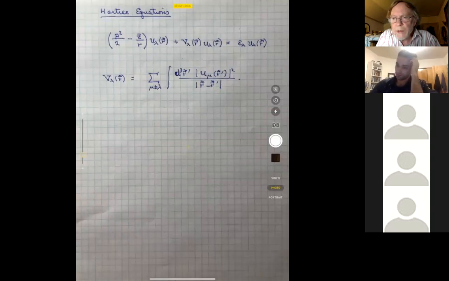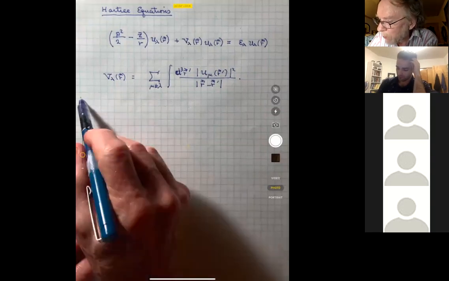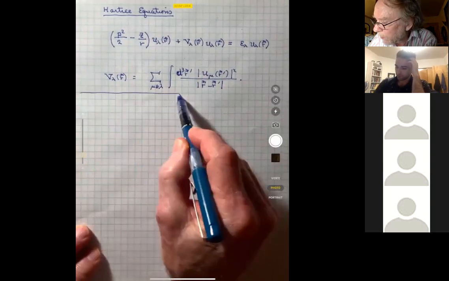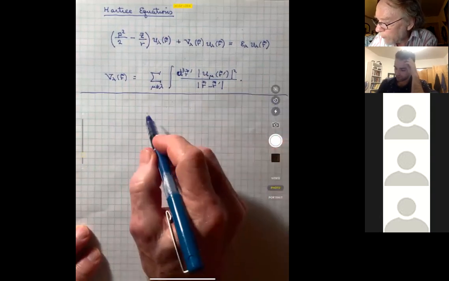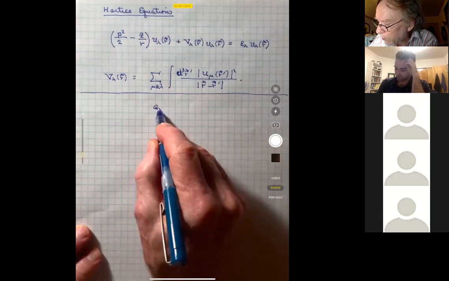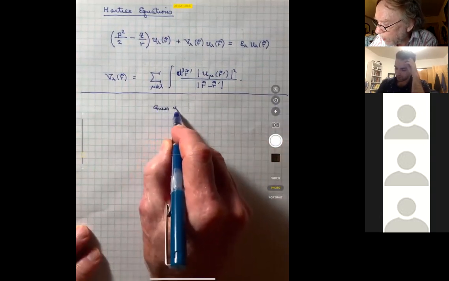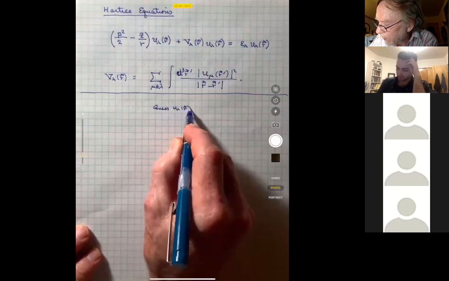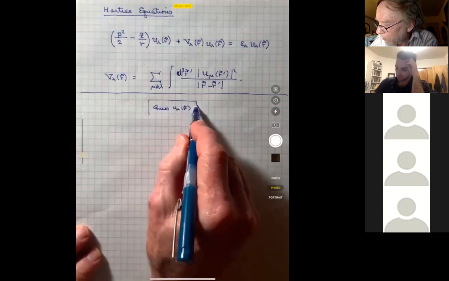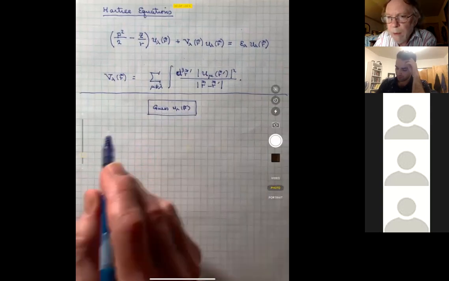I think the first question is, how the heck does anybody solve these system of coupled nonlinear equations? And the answer is use a method of iteration, which I'll now describe. It goes like this. I'll draw it as a flow chart. The first thing we do is we guess the orbitals u lambda of r. Now, how do you guess orbitals? Here's one possible procedure for doing it.